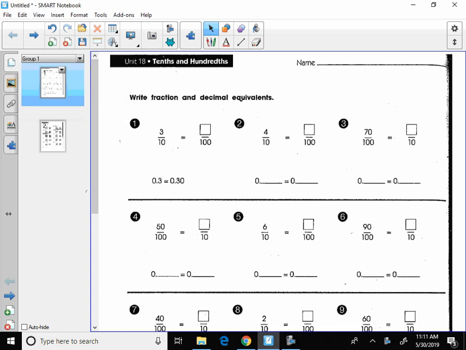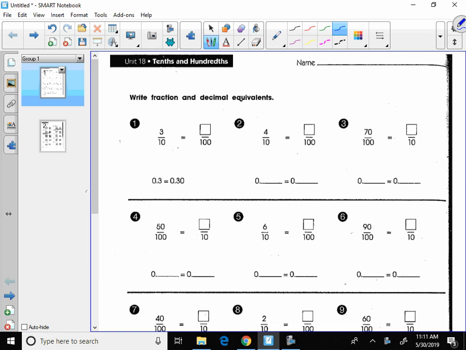All right, let's look at 94. Notice that the equal sign means that we're finding equivalent fractions. Whatever you do to the bottom, you have to do to the top. Exactly. So we're going to multiply the denominator and the numerator by the same thing. These are all super easy, I hope, because they're all tenths and hundredths.